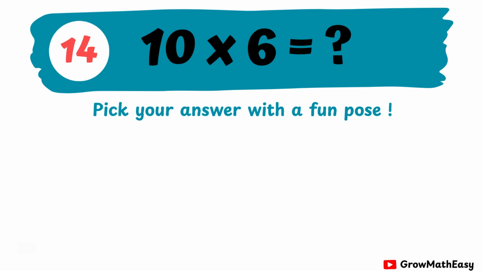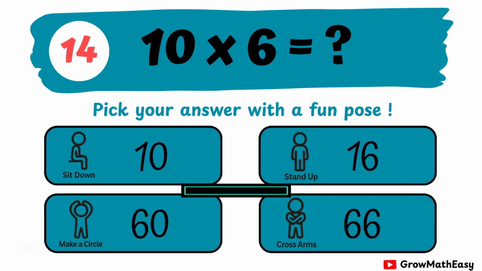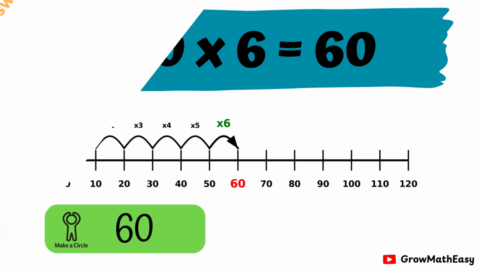What is 10 times 6? 60. Make a circle. 10 times 6 is 60. You can see the multiples of 10 on the number line.